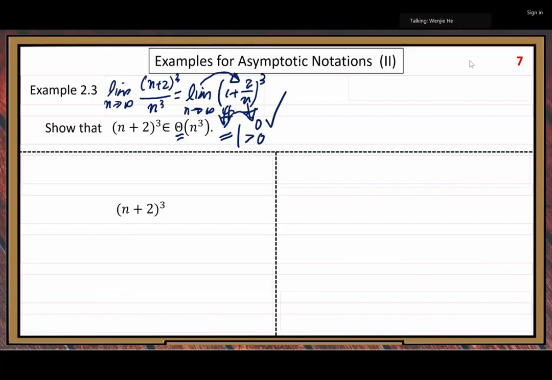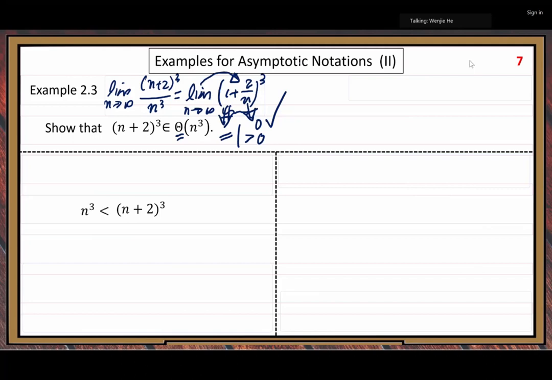The lower bound as a multiple of the g function, n cubed. Second, the upper bound as a multiple of that g function. Which one is easier? When we work on this question with two cases, lower bound case and upper bound case, we always start with the easier case. That's the lower bound, right? The lower bound case is much easier.